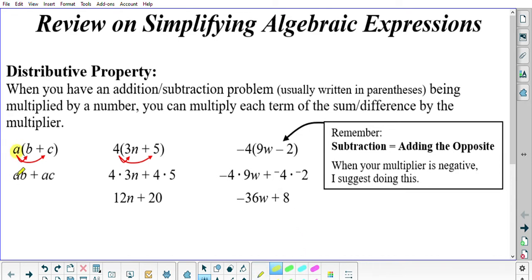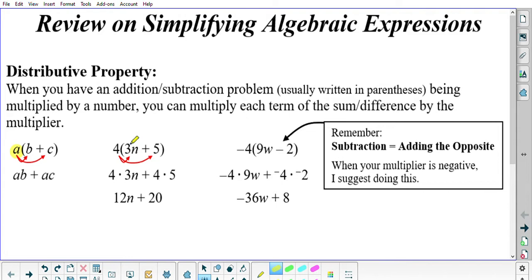You can see here A is the multiplier. Whenever you have a number next to parentheses with nothing in between, then it means that that number, or in this case variable, is multiplied to the problem inside of the parentheses. And so the distributive property says we can take A times B and also A times C. You can see I'm showing a little visual cue here with these curved arrows. So we get A times B plus A times C.